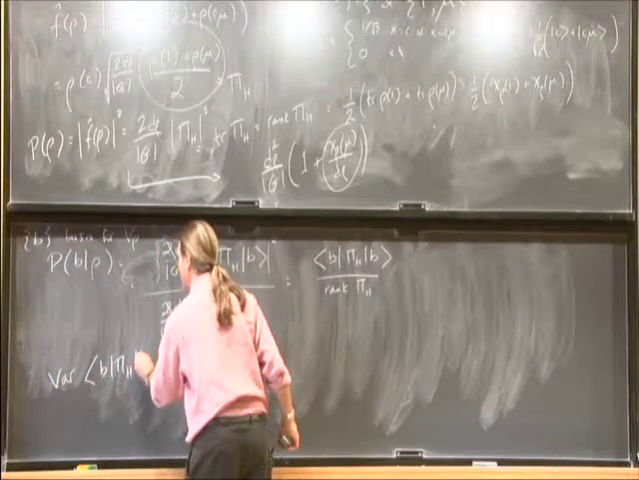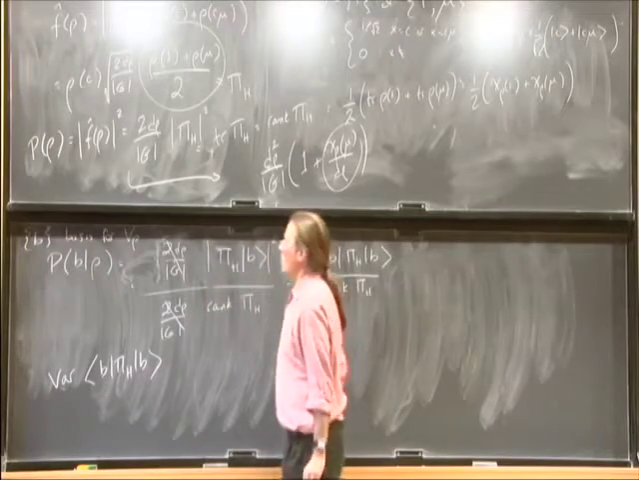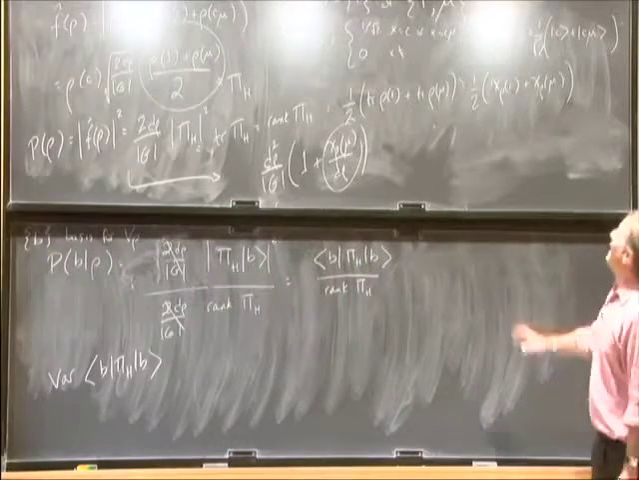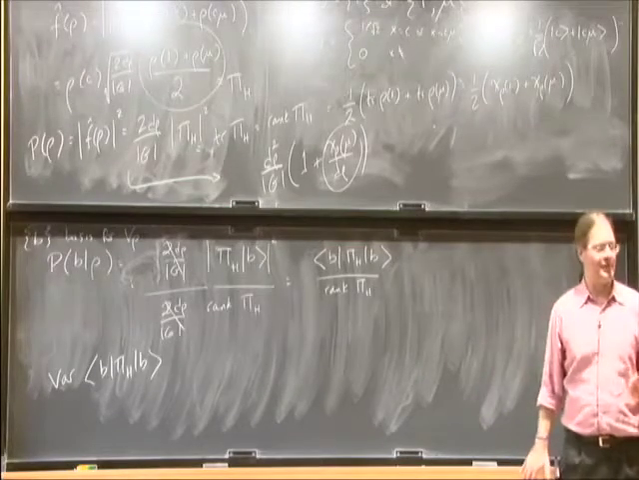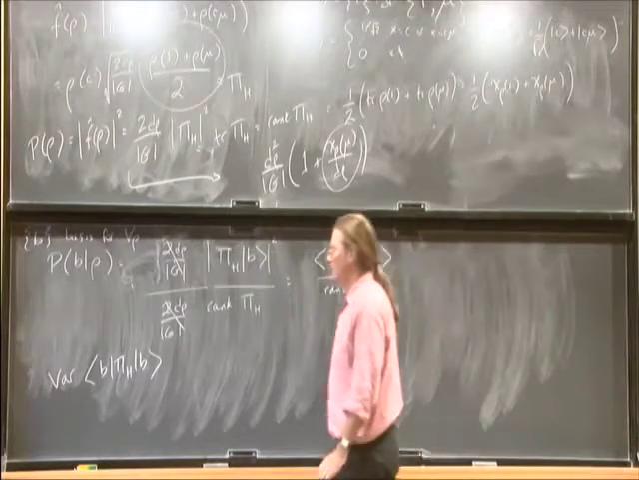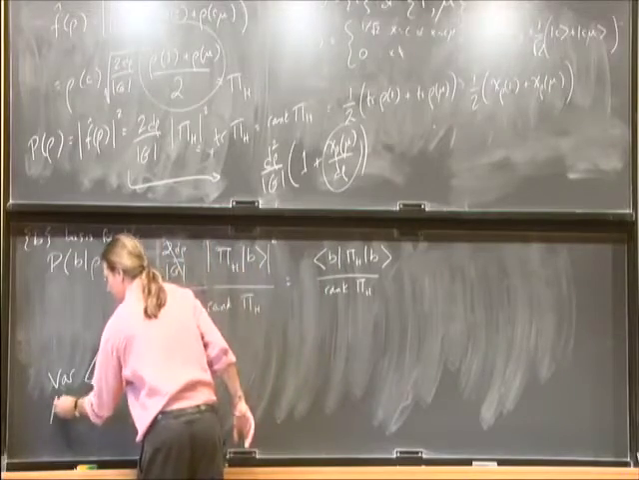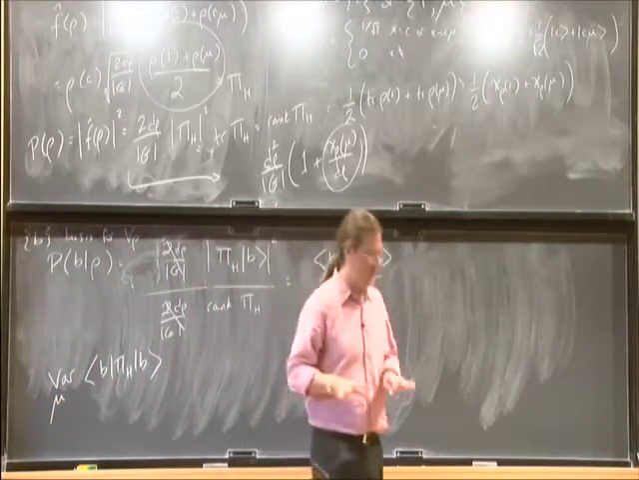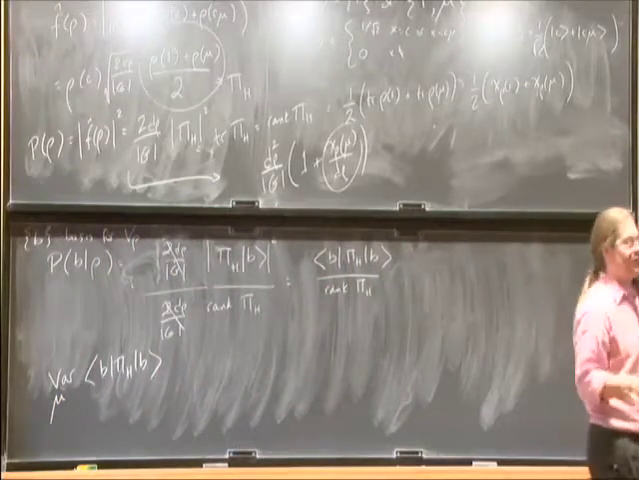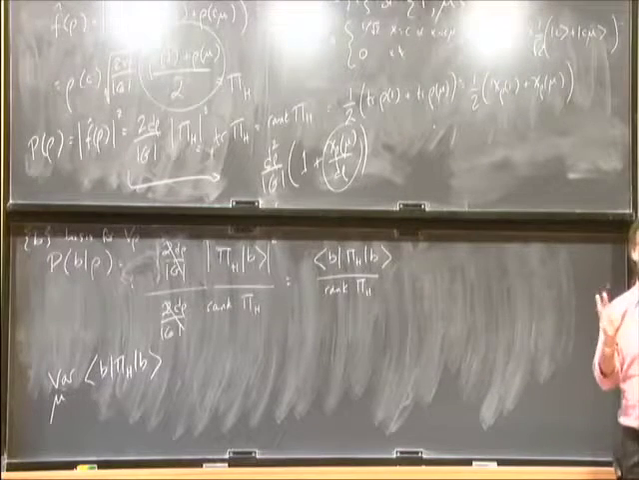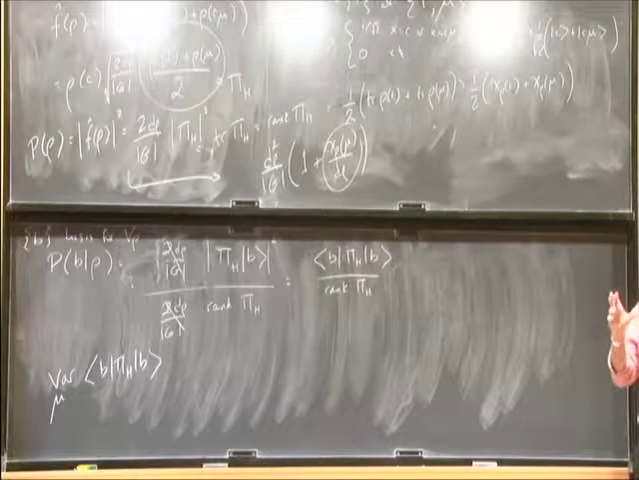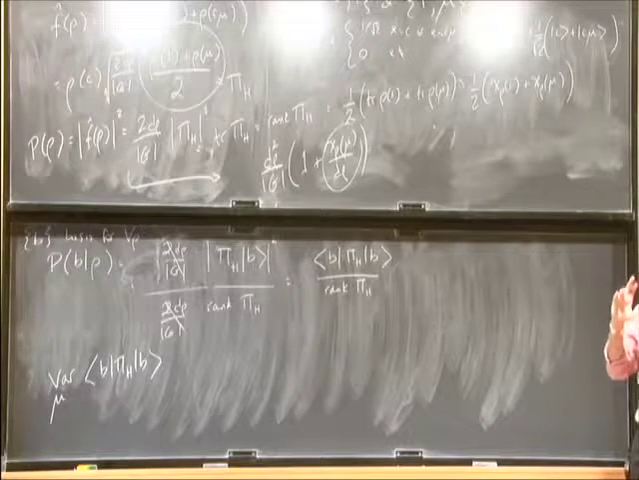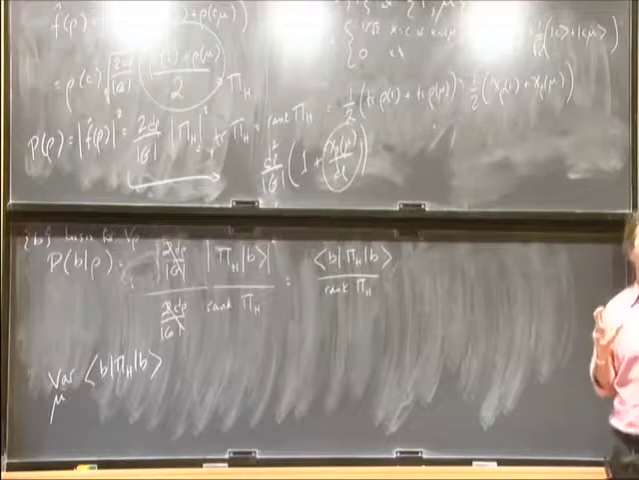Variance with respect to what? Well, I have this involution, but I don't know what it is. Now, for simplicity, I'm going to imagine that this involution is chosen uniformly from the conjugacy class of all involutions of full support, all permutations that consist of n over 2 swaps of pairs.